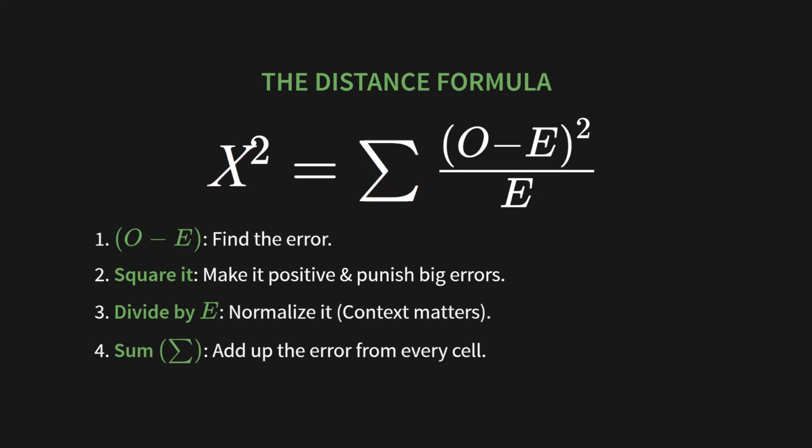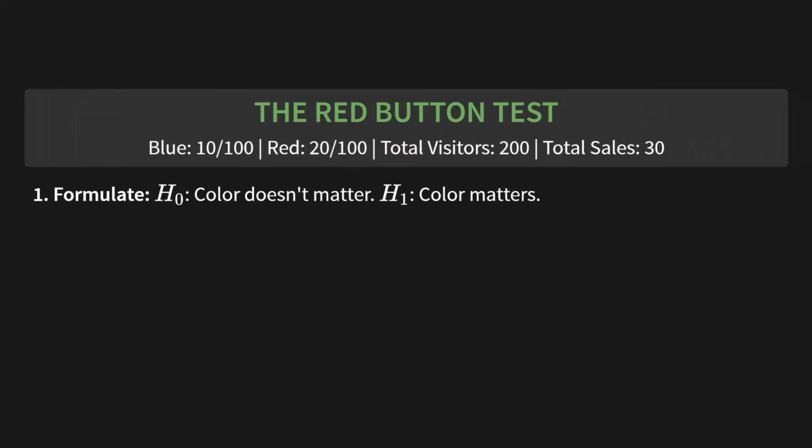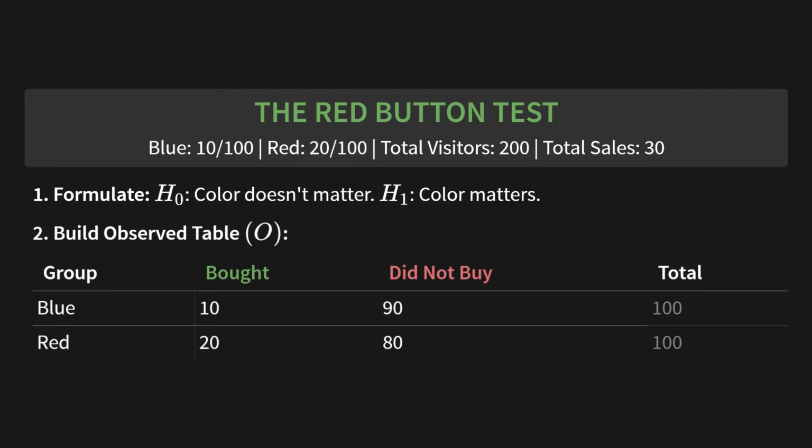Okay, let's apply this to our red button test. We have 4 steps. Step 1, formulate the hypothesis. H0 is that color doesn't matter. H1 is that color does matter. Easy. Step 2, build the observed table. This is just our raw data. For the blue button group, 10 people bought and 90 did not. For the red button group, 20 people bought and 80 did not. That's it. That's what we observed.